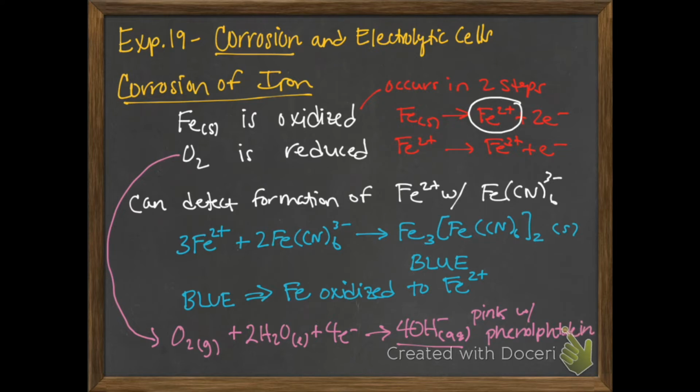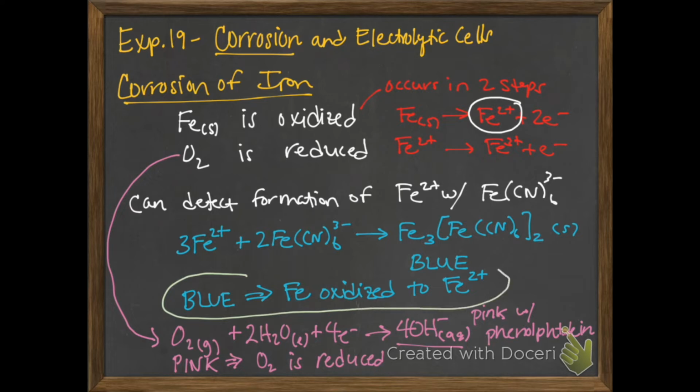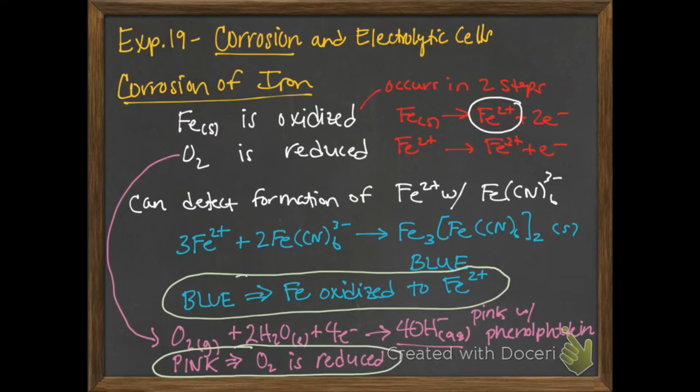So our two color indicators are: blue means iron is oxidized to iron 2+, and pink means that oxygen is reduced, in this case, to hydroxide. So blue means iron is oxidized, and pink means oxygen is reduced. Those are two key points to keep in mind when you're observing your corrosion systems. And those are what I'm going to talk about next.